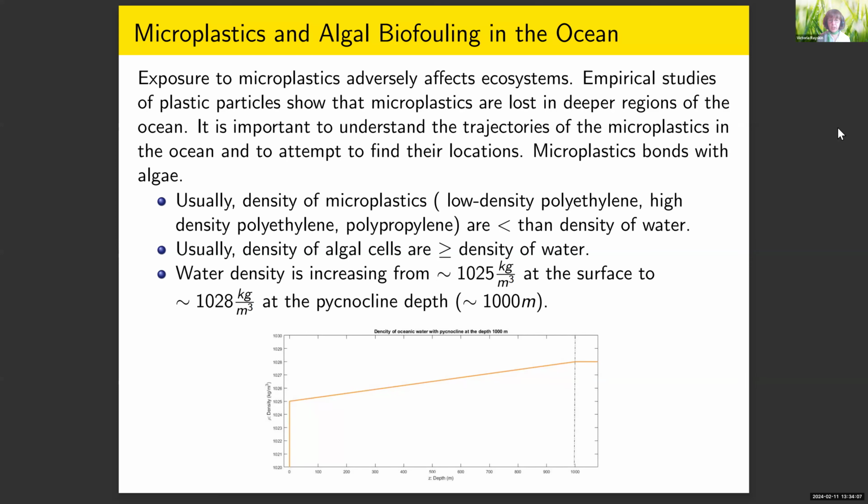The density of water in the ocean is not constant. It's increasing with the depth, and it's increasing by approximately 3 kilograms per cubic meter until the so-called pycnocline depth. A pycnocline is located at different depths in different locations, but we will assume that it is approximately at 1,000 meters. And so the density of water in the ocean is increasing until 1,000 meters, and then it stays constant.